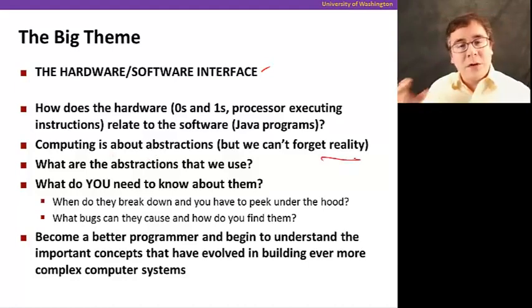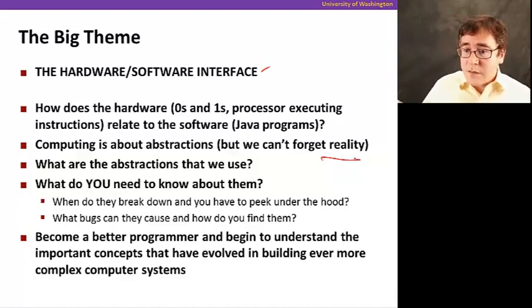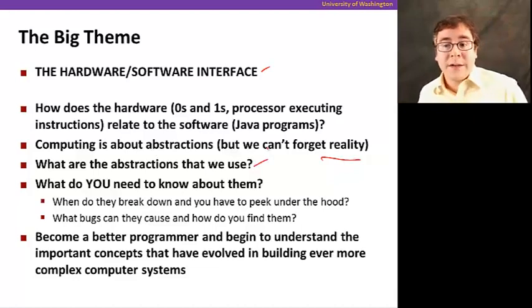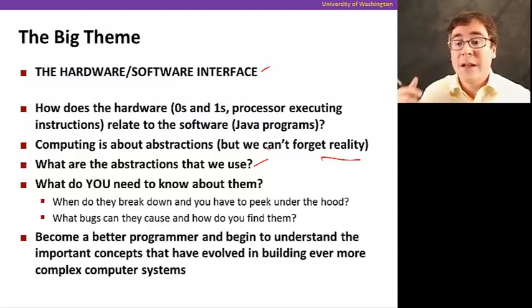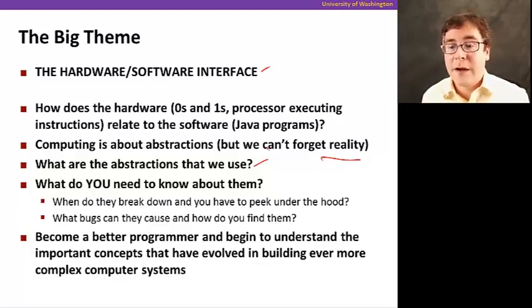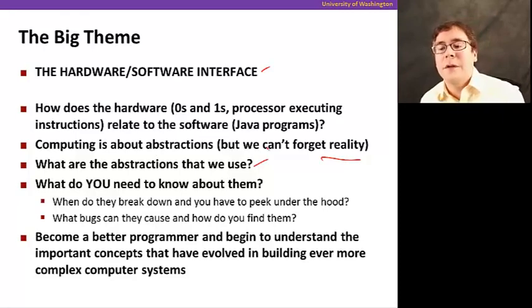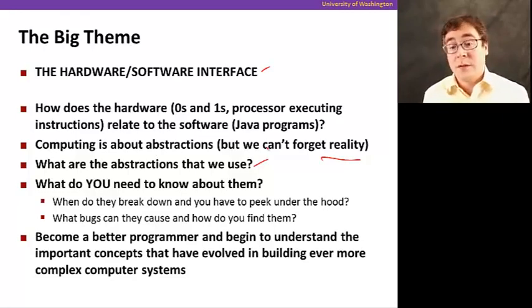But we can't really forget reality. The goal of an abstraction is to abstract reality and make it simpler to think about, but we don't want to completely ignore reality because that leads to inefficiencies and other problems. So we're also going to talk about what abstractions we use and what you need to know about them, because you know when they break down you have to peek under the hood. Knowing about them also helps you understand what kind of bugs they can cause and how to find them. Knowing the hardware-software interface is ultimately going to make you a better programmer. It's going to help you begin to understand important concepts that have evolved in building ever more complex computer systems.